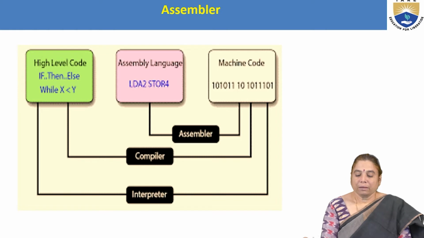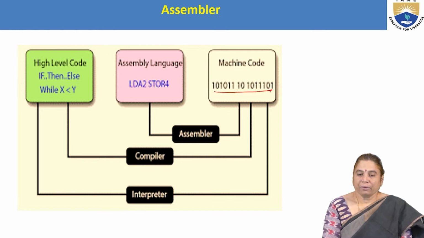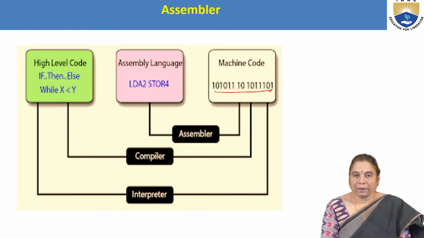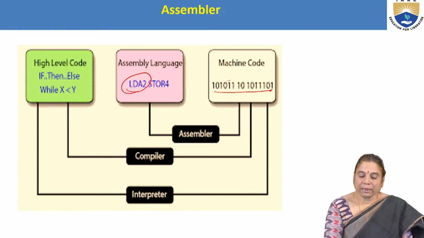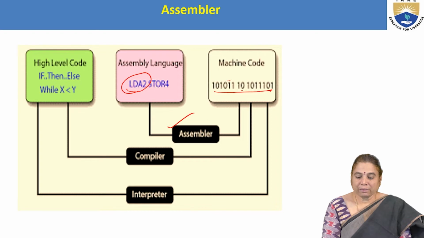So here the machine code can be given directly in the binary form, so it can be directly understood by the computer. But in the case of assembly language, some mnemonics are used. So these mnemonics need to be converted into binary form by using the assembler. So the assembler is a software which converts the assembly language program to the machine code.